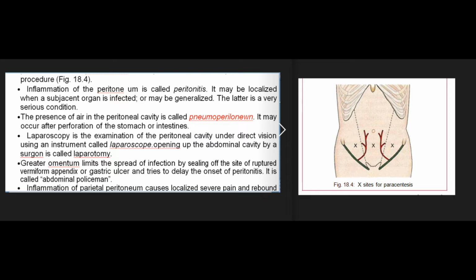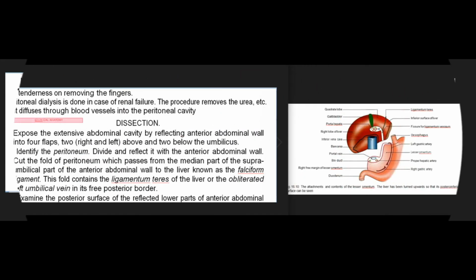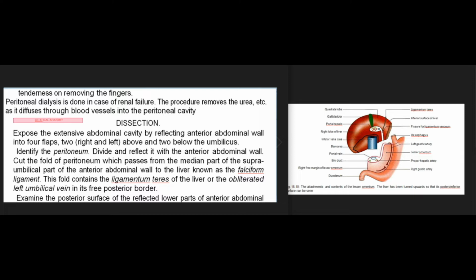Greater omentum limits the spread of infection by sealing off the site of ruptured vermiform appendix or gastric ulcer and tries to delay the onset of peritonitis. It is called abdominal policeman. Inflammation of parietal peritoneum causes localized severe pain and rebound tenderness on removing the fingers. Peritoneal dialysis is done in case of renal failure. The procedure removes the urea, etc. as it diffuses through blood vessels into the peritoneal cavity. Dissection.